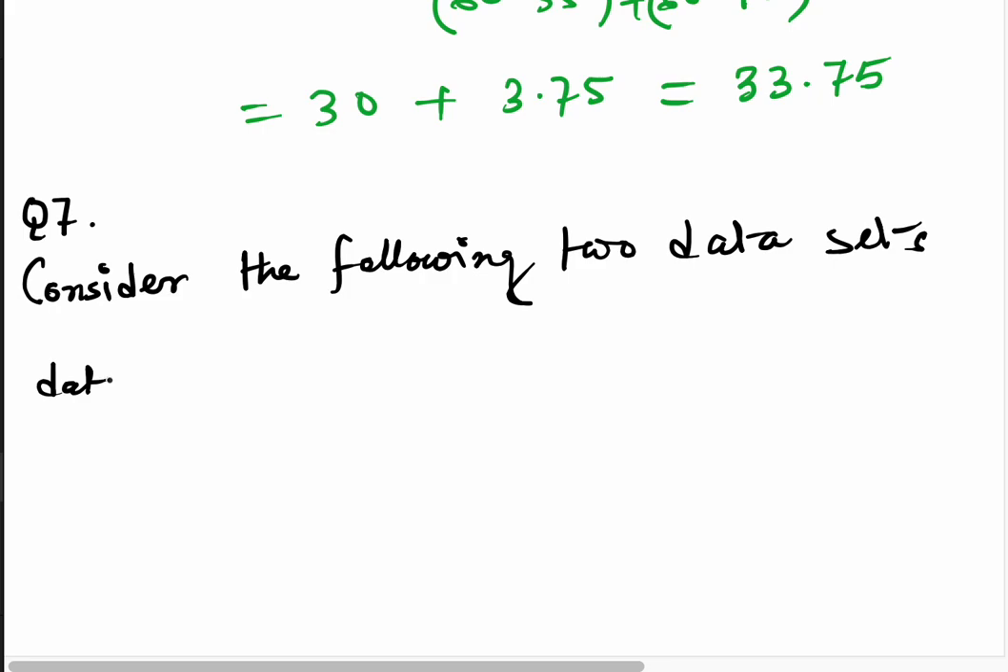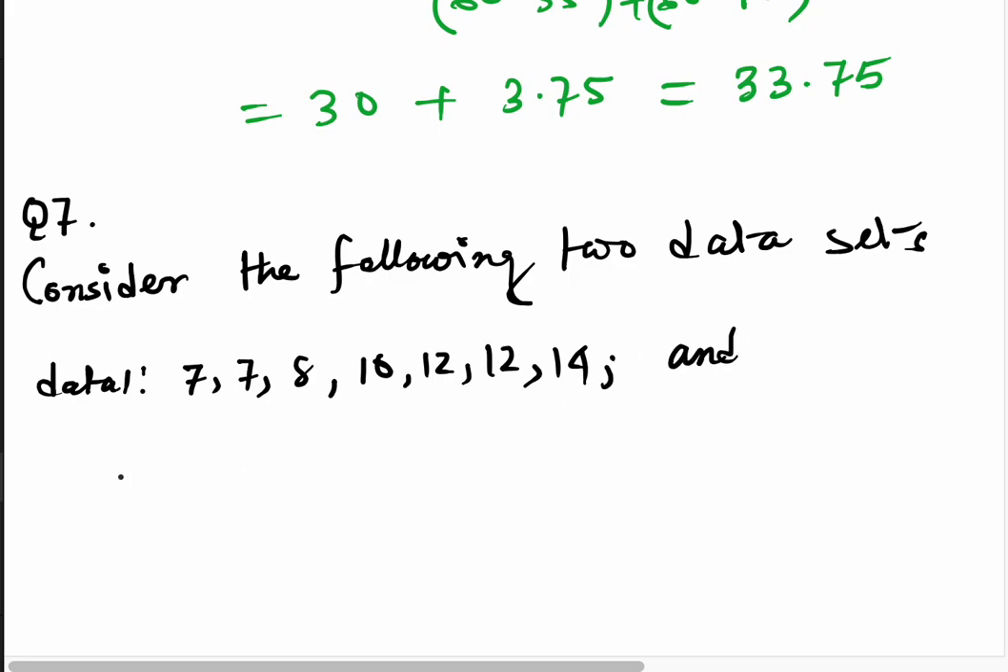Data 1 is 7, 7, 8, 10, 12, 12, 14, and data 2 is 7, 7, 8, 10, 12, 12, 56.